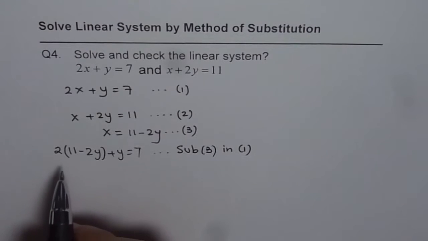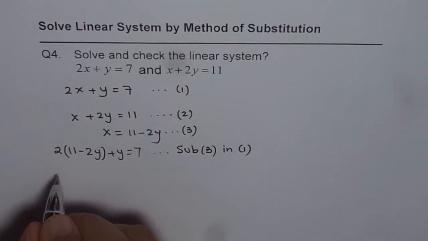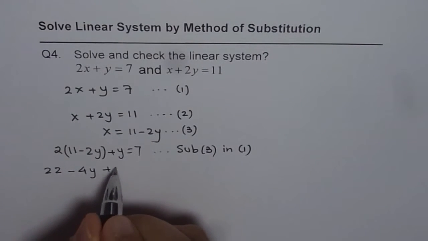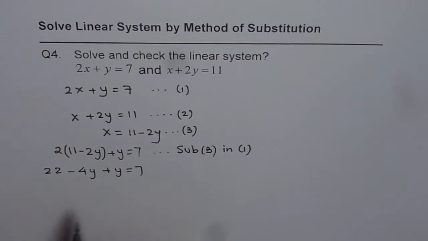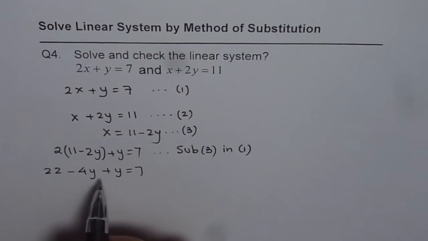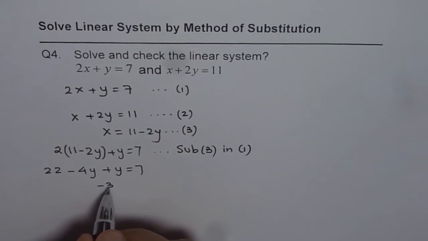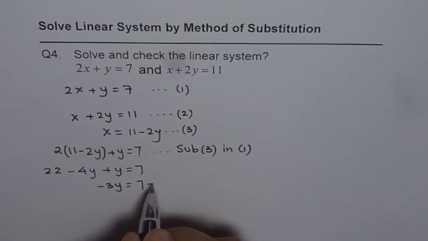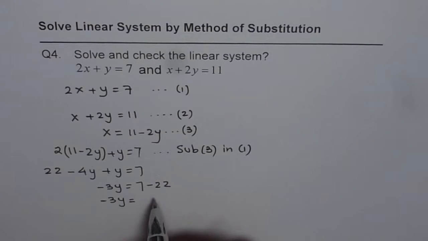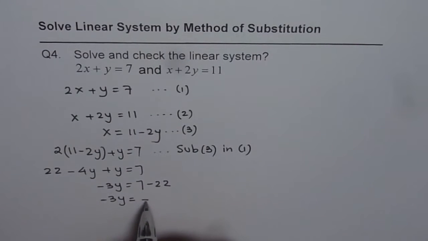So let's open the bracket, apply the distributive property. 2 times 11 is 22. So we get 22 minus 2 times 2 is 4y, plus y equals 7. Combine the like terms and we can take 22 to the other side. So minus 4y plus y is indeed minus 3y. So write minus 3y equals 7 minus 22. Right? And now what is 7 minus 22? Minus 3y equals 7 minus 22 is minus 15.